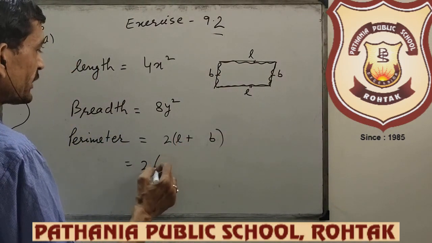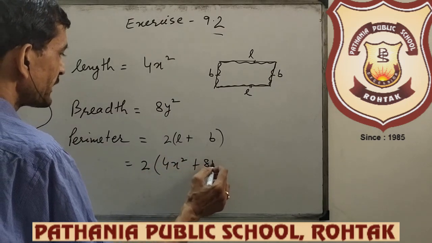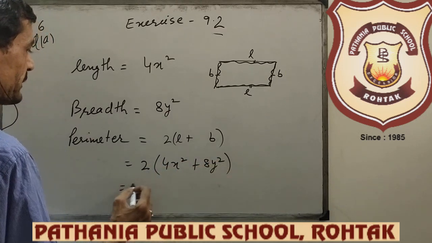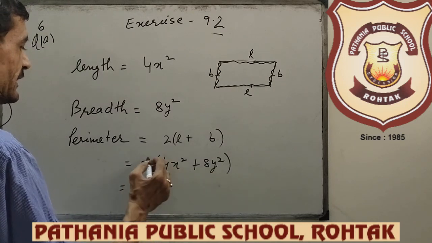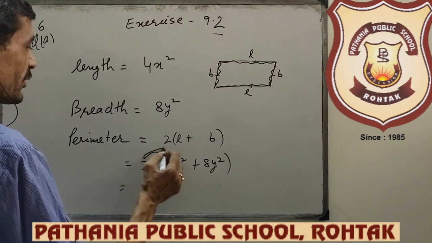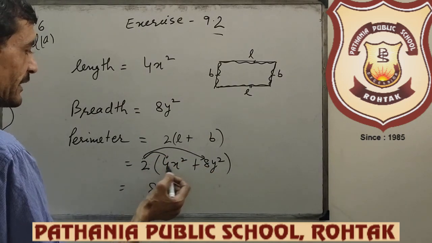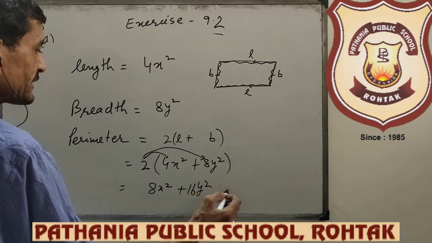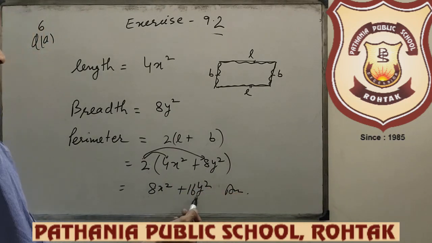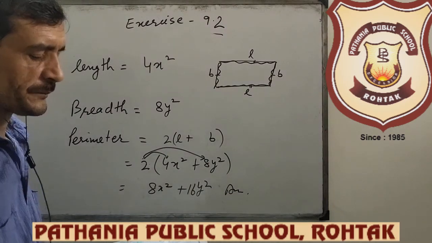So what is it? 2 into L is 4x square, breadth is 8y square. So what is the perimeter? 2 4 जा 8x square and multiply this 2 with this, इसको 8 इससे करो और नंबर को नंबर से, वेरिएबल को वेरिएबल से, बट नो वेरिएबल इज देयर. 2 8 जा 16 y square. This is the perimeter. और you can take 8 कॉमन लेके लिख दो और राइट एज इट इज. तो इट इज क्वेश्चन नंबर 6.